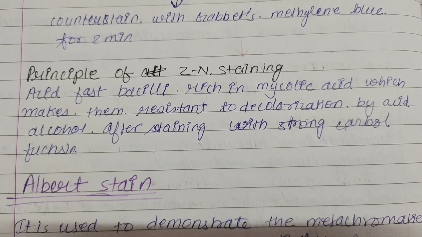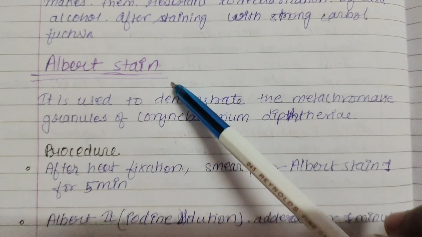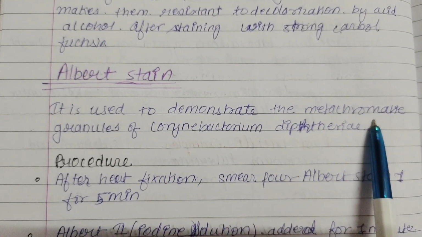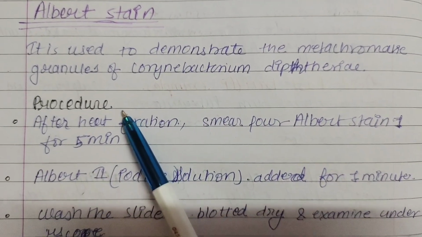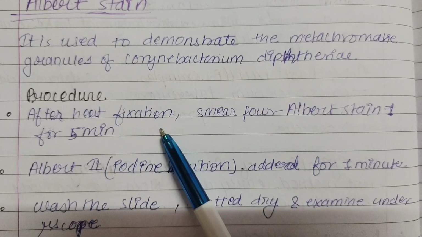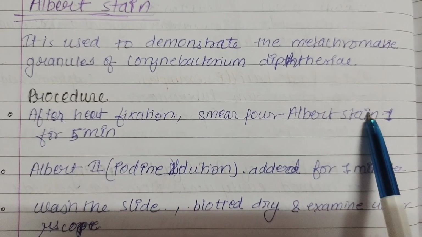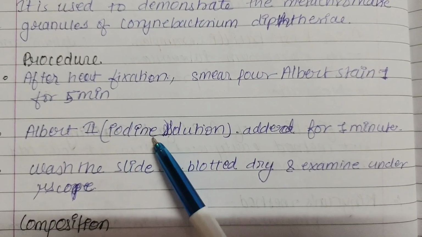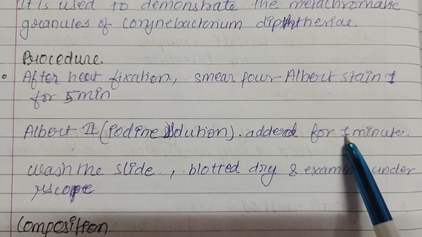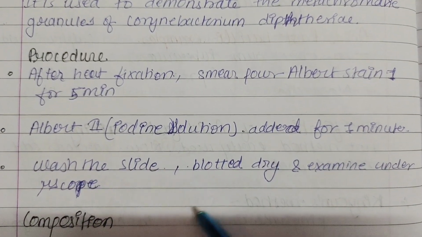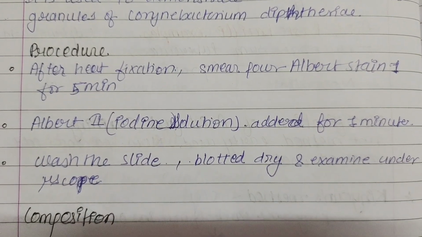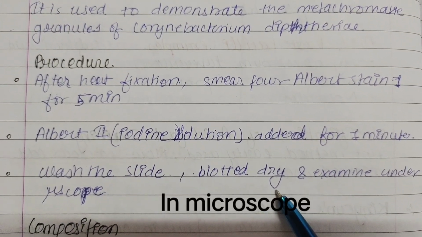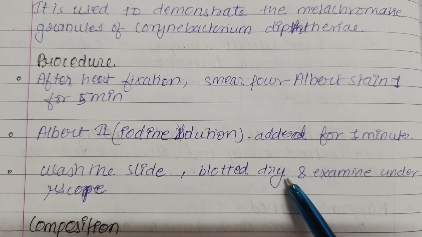Now we will study a third type of stain, that is Albert stain. It is used to demonstrate the metachromatic granules of Corynebacterium diphtheriae, and its procedure is: after heat fixation of the smear, it is poured with Albert stain 1 for 5 minutes. Then Albert stain 2, which is iodine solution, is added for 1 minute, then rinsed. Then wash the slide, blot dry and examine under the microscope. Then we will see the Corynebacterium diphtheriae under the microscope.